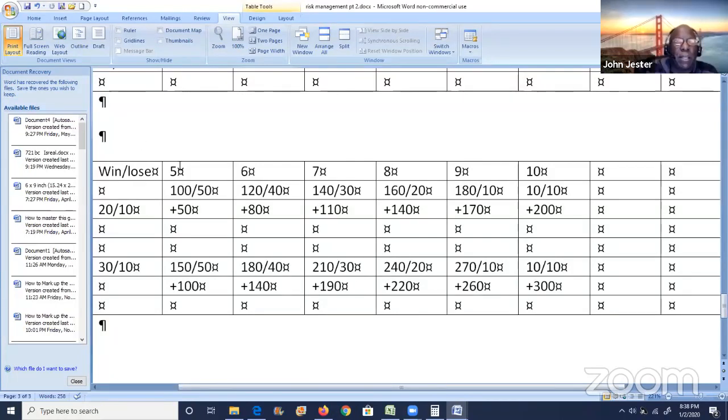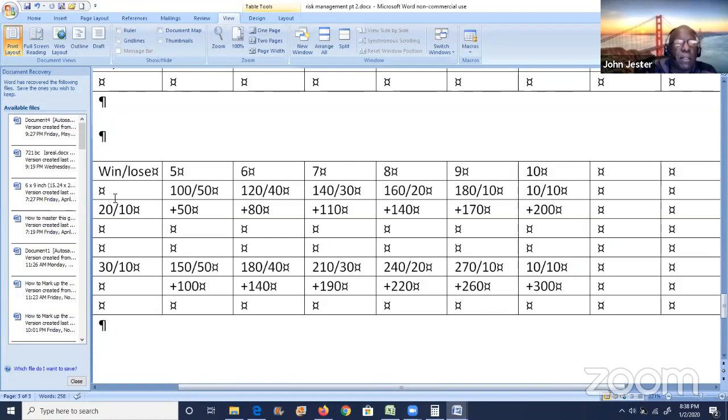Same 10 trades, starting with the 5th trade. If you do 5, you're going to win. This is a 2 to 1. Let's see, a 1 to 1, you have to win 6 in order to be in profit. A 2 to 1, you're going to be in profit right at 5.